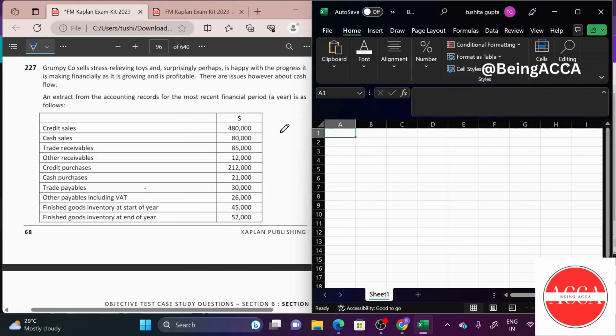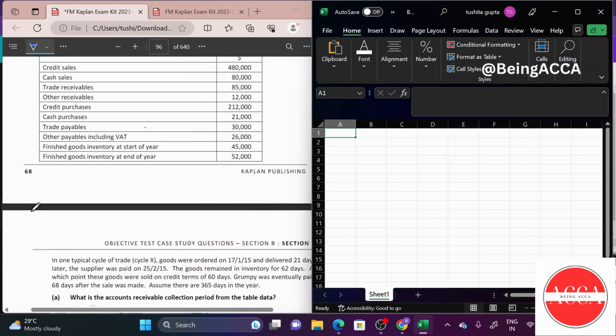Grumpy Company sells stress-relieving toys and, perhaps surprisingly, is happy with the progress it is making financially, as it is growing and is profitable. There are issues, however, about cash flow. An extract from the accounting records for the most recent financial period, a year, is as follows. Okay, so we have the accounting extracts.